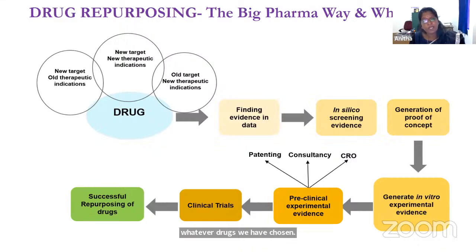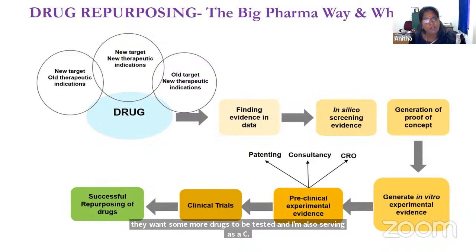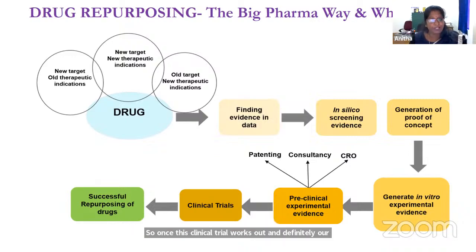For that, we performed in vitro experimental studies. From the data that we got, we then moved on to preclinical experimental evidence. From here, we have started working with clinicians to go ahead with clinical trials. Right now, I'm at the preclinical experimental stage, where we have patented a particular combination of drugs. I'm also working with a few consultancies who want some more drugs to be tested, and I'm also serving as a CRO. Once this clinical trial works out, our combination of drugs is definitely going to be a very good anti-tumor agent, and we are looking forward to that.